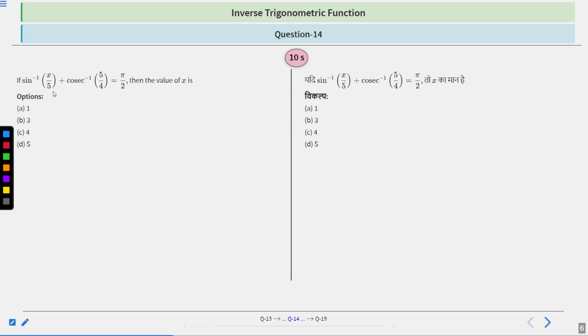Therefore, we can write sine inverse x by 5 is equal to sine inverse 4 by 5, because cosec inverse x is equal to sine inverse 1 by x. After that, we can move this to the left hand side to get the value of pi by 2 minus sine inverse 4 by 5. And we know that pi by 2 minus sine inverse x is equal to cos inverse x. So in this way, we can try to approach this question. You have 10 seconds to solve or think about this question. After 10 seconds, we can discuss the solution.